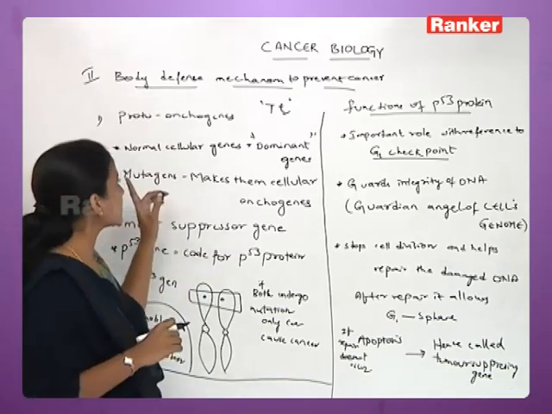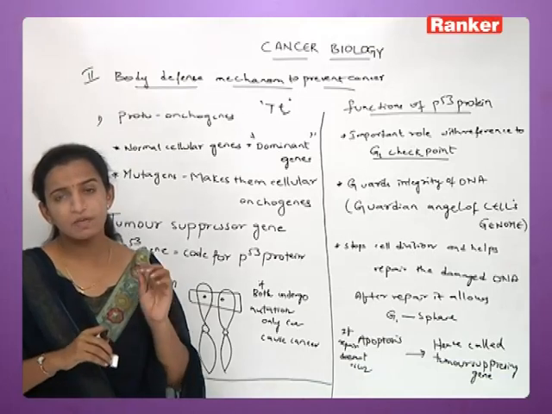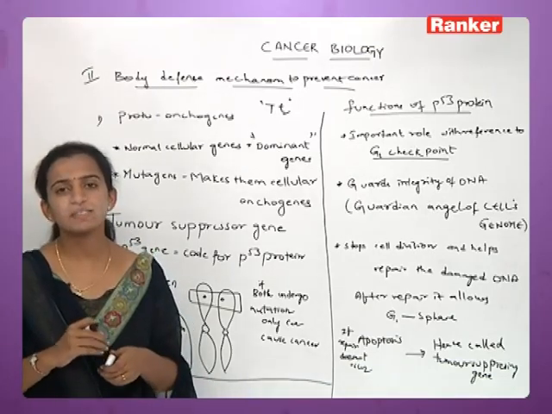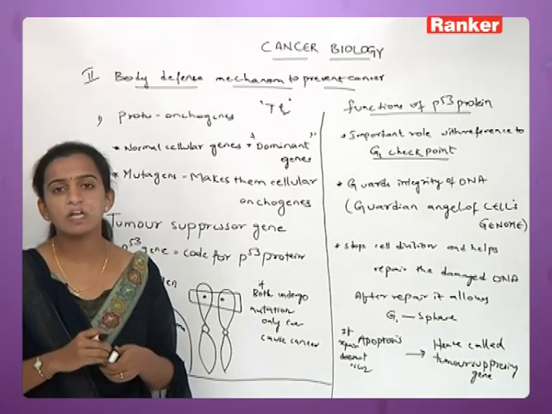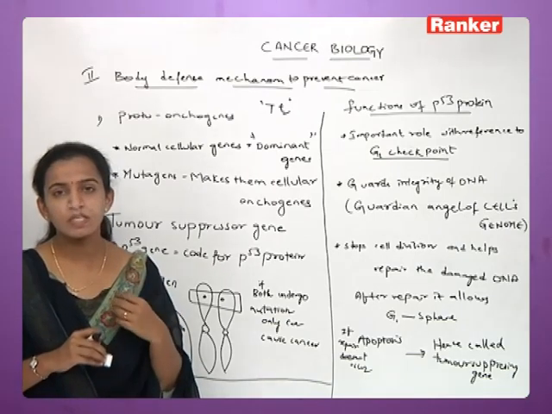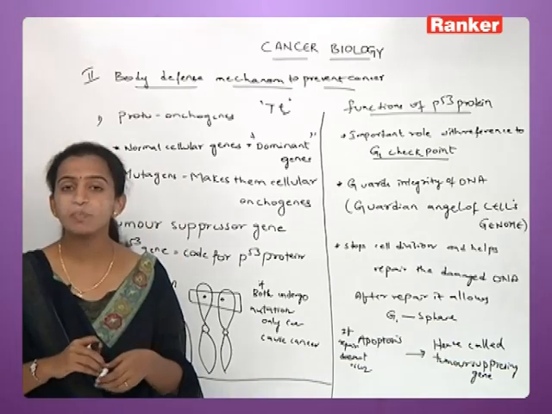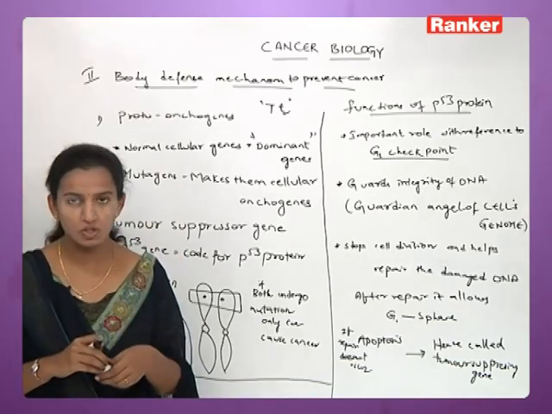The same thing happens in proto-oncogenes. If you get a single dominant gene, these cancer cells will come for expression. So the expression of the cancer cells depends upon the dominant gene present in your body.